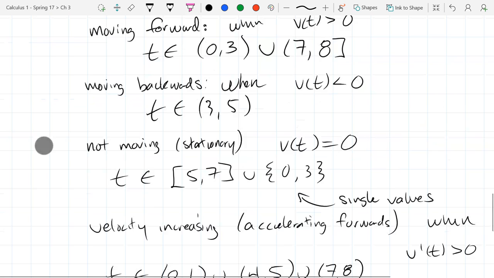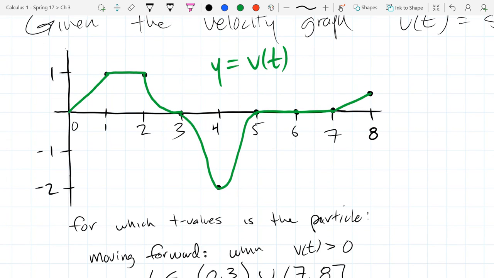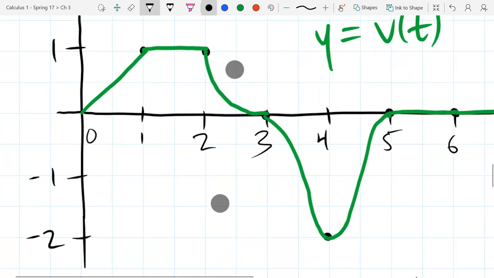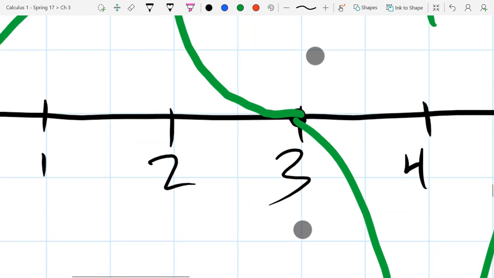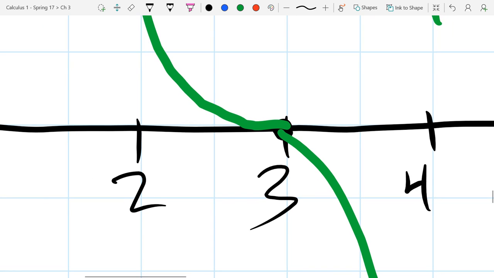And I could do velocity decreasing. Let's just save a little time. Where is velocity decreasing? Between 3 and 4, is that the only place? 2 and 3. What about the number 3? At 3, I didn't really draw the, I drew a sort of ambiguous graph. You can see there's a slight problem in there. It's not even continuous technically.